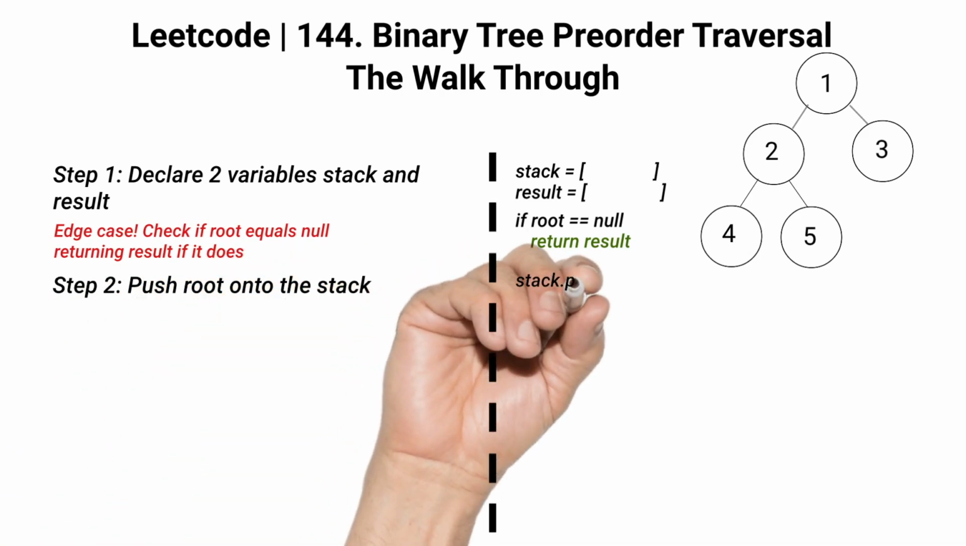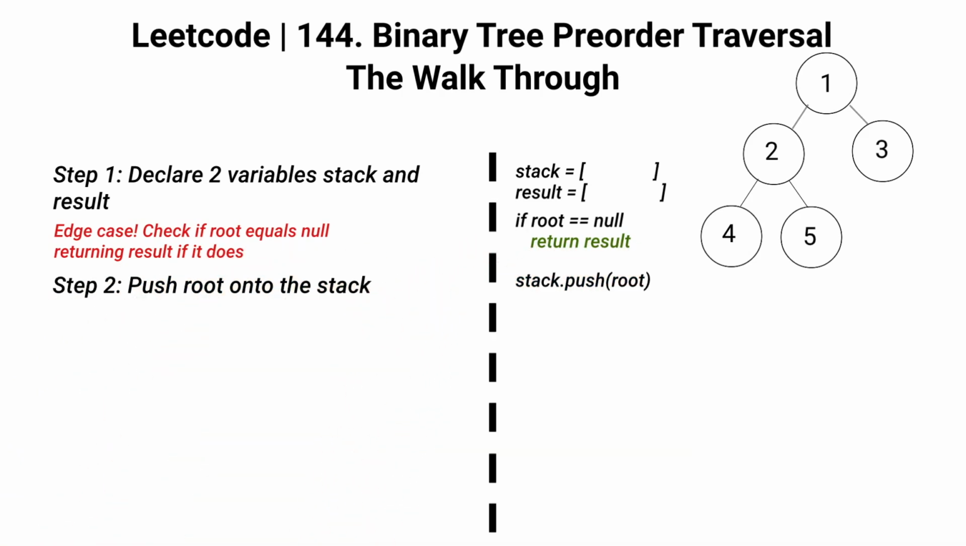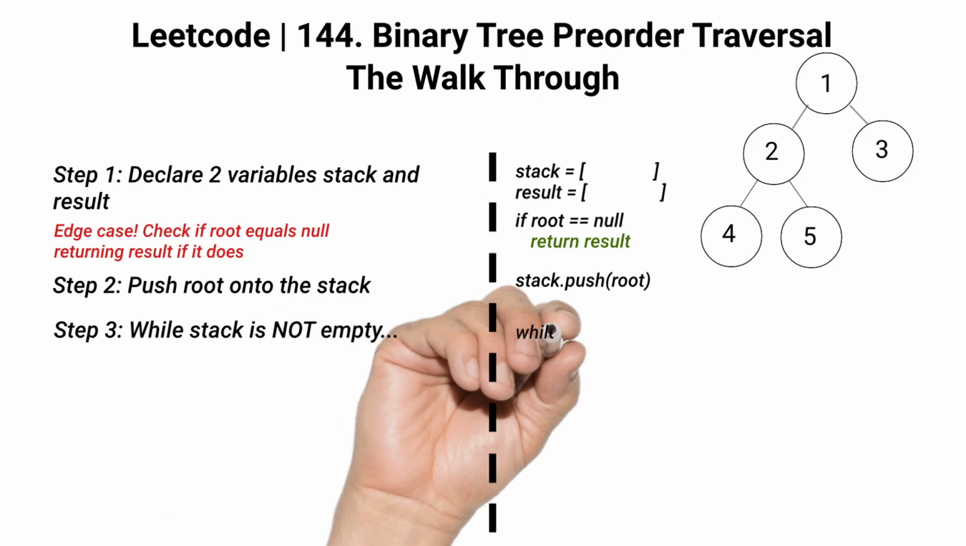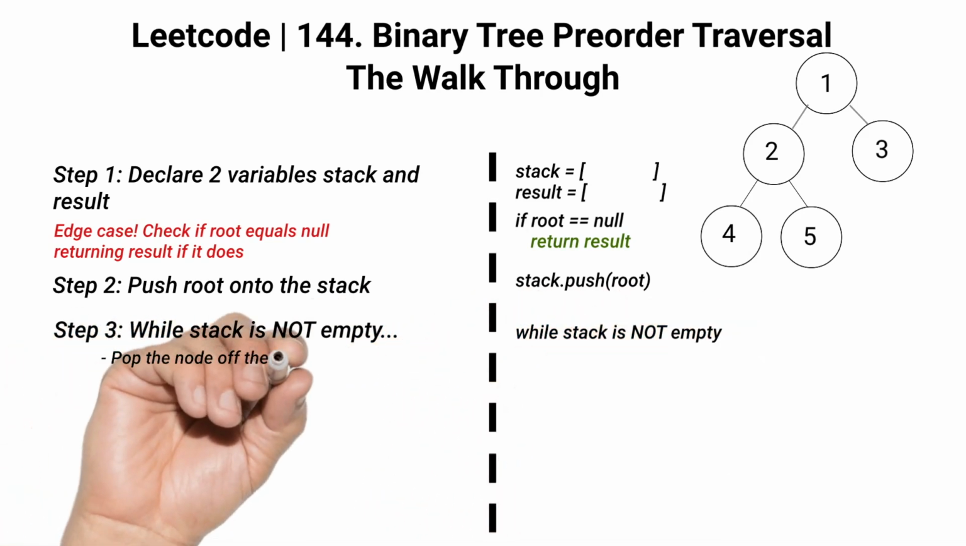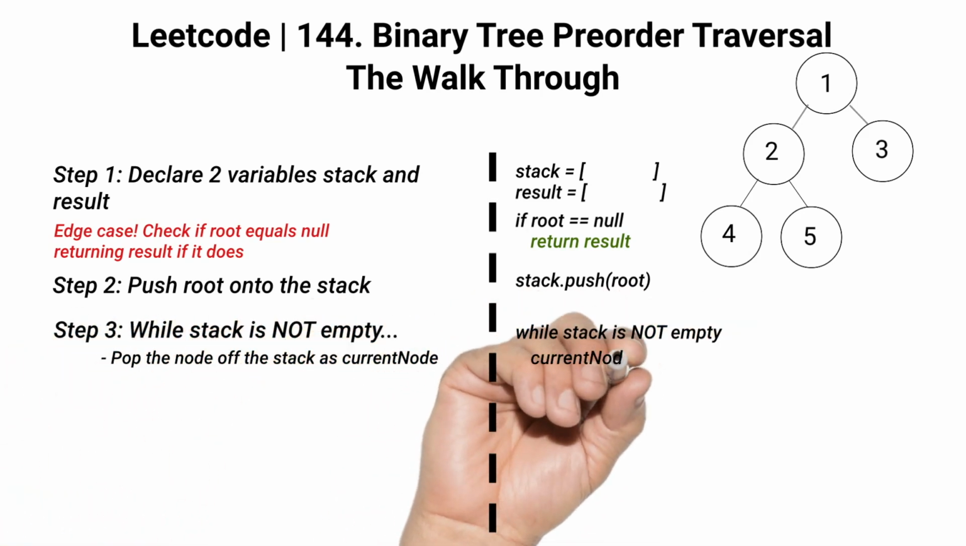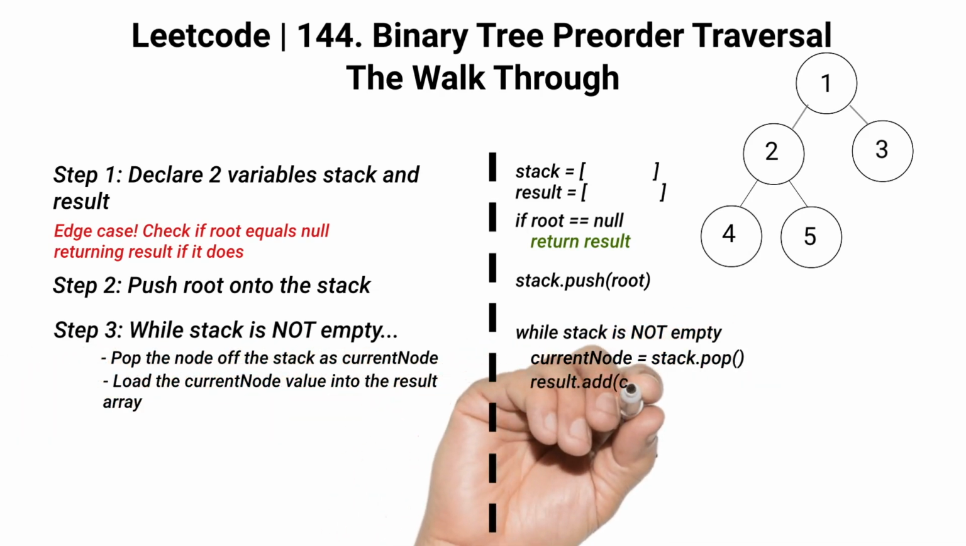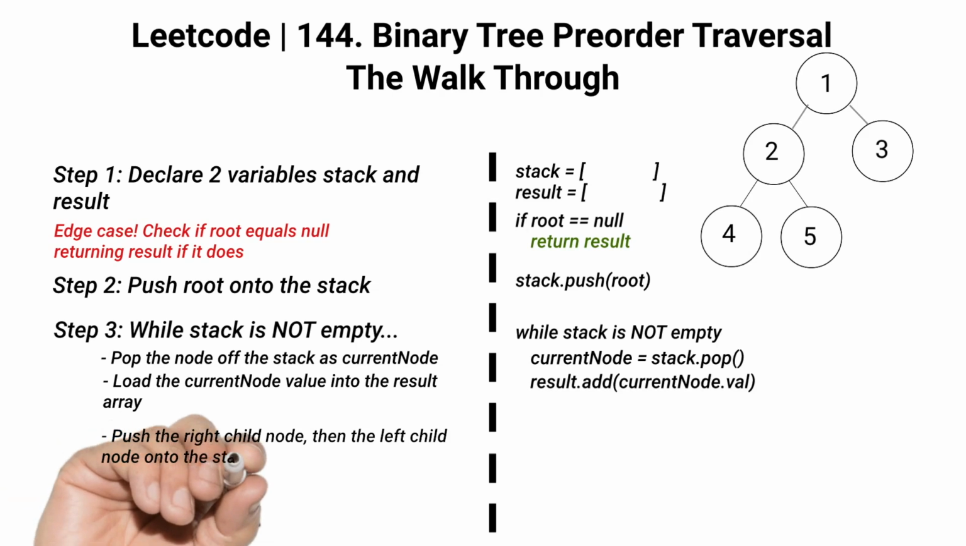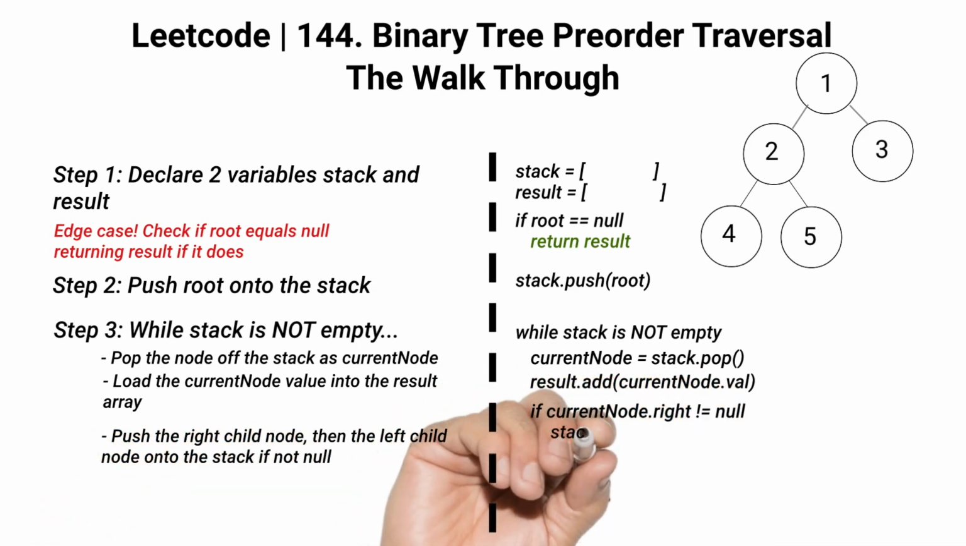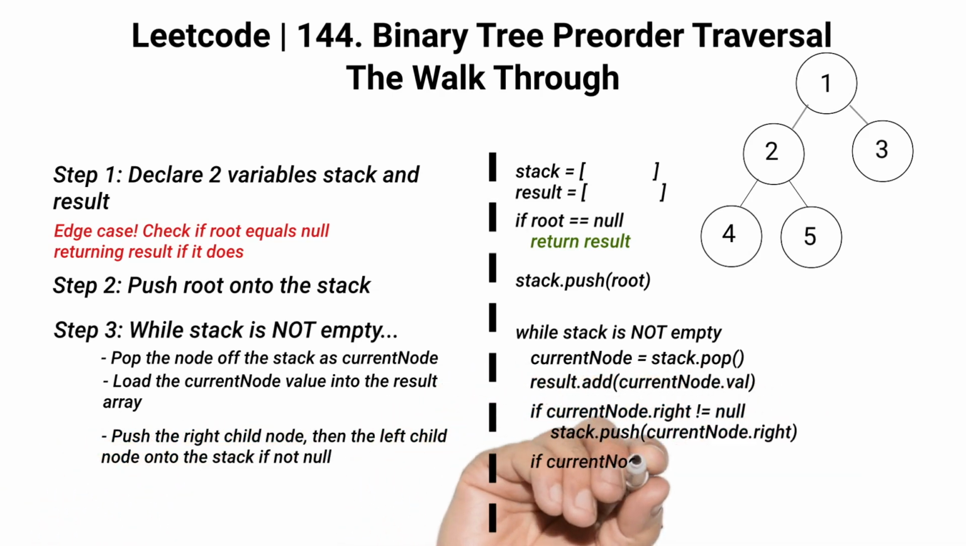Step 2, push root onto the stack. Step 3, while stack is not empty, pop the node off the stack as current node, load the current node's value into the result array, and then push the right child node, then the left child node onto the stack if it's not null.